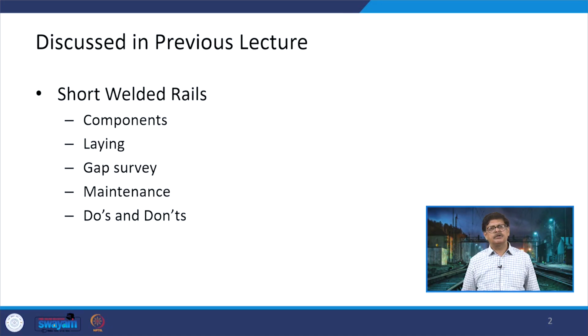Dear students and participants of the course on railway engineering, today we are going to discuss the creep in rails. In the previous lecture, we discussed short welded rails, and there we talked about the various components in terms of the sleepers and the ballast which need to be used along with the rail sections, how the SWRs are laid, what gap surveys need to be done, what type of maintenance activities are required, and the do's and don'ts which need to be taken care of by the staff of Indian Railways when they are inspecting the short welded rails.